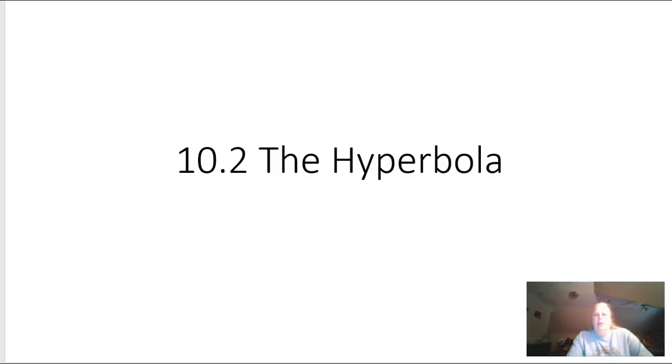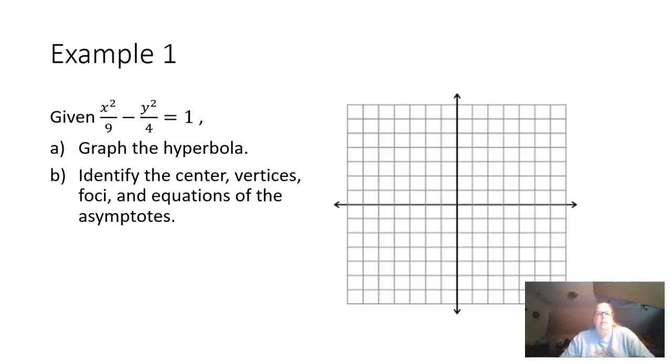These examples go with section 10.2, the hyperbola. Example 1. Given that x squared divided by 9 minus y squared divided by 4 is equal to 1, part A, graph the hyperbola. Part B, find the center, vertices, foci, and equations of the asymptotes.